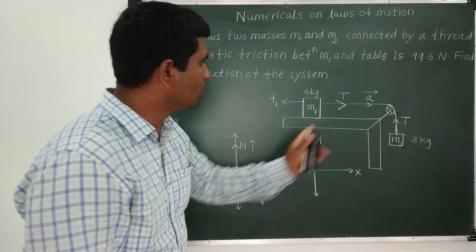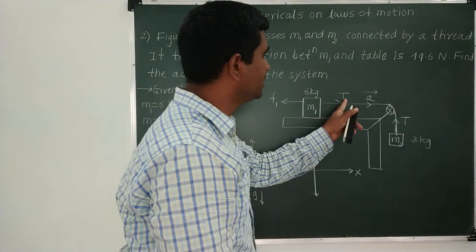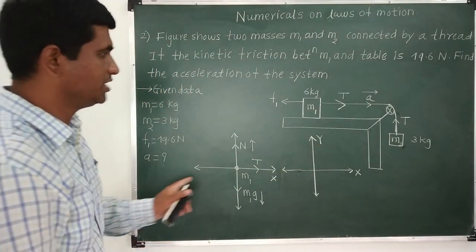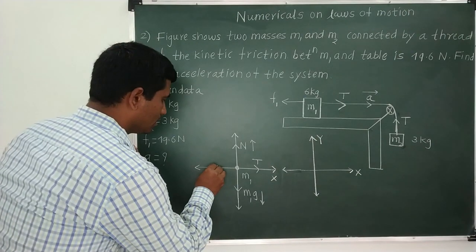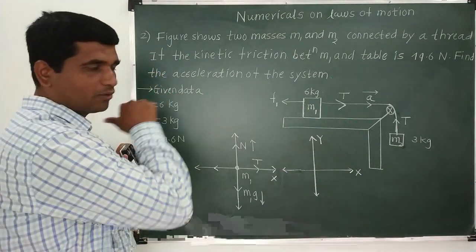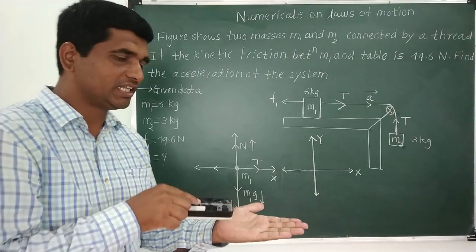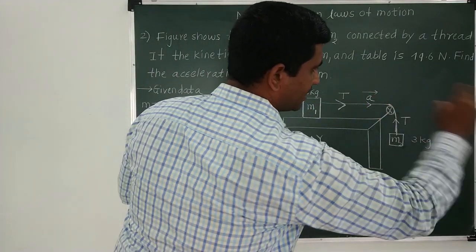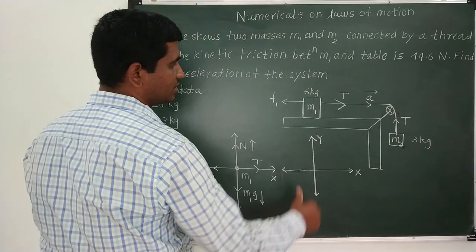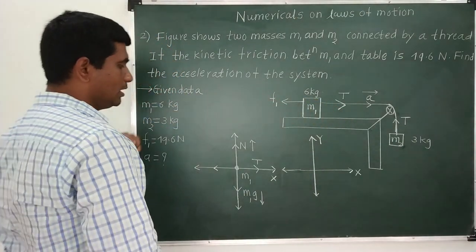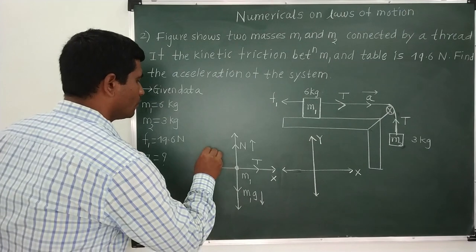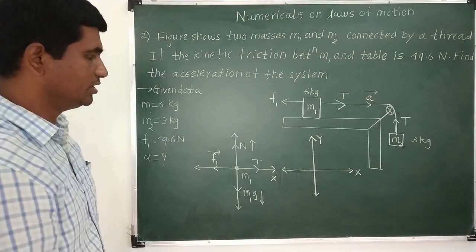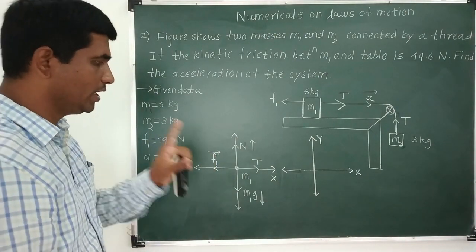In addition to this, along the x direction, the tension is acting on this block. So let us say that there is a tension in this direction. And in addition, there is the frictional force in the backward direction, because we know that whenever there is a motion, friction is always in the opposite direction. As the block is accelerating along the positive x direction, the retarding frictional force F1 is in the reverse direction. From this we will get one equation.